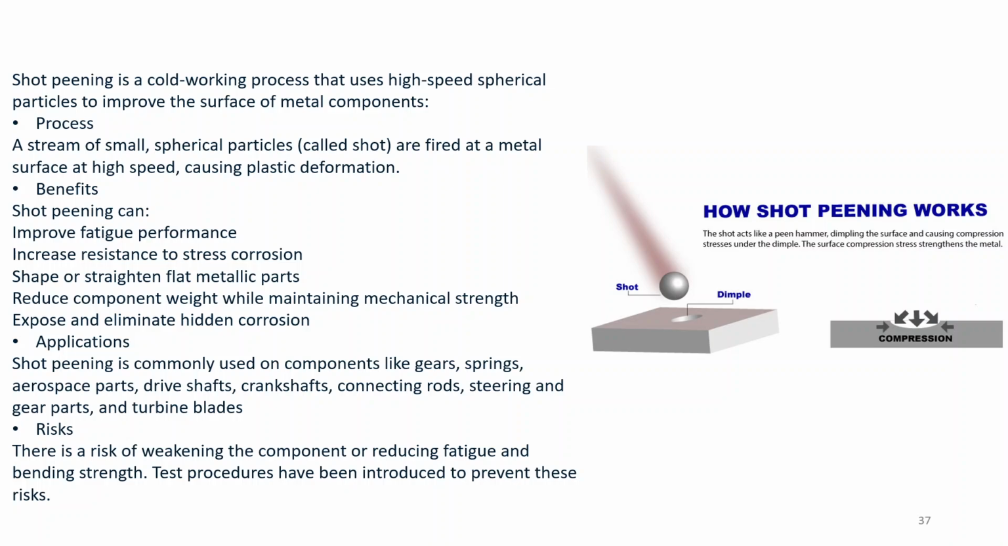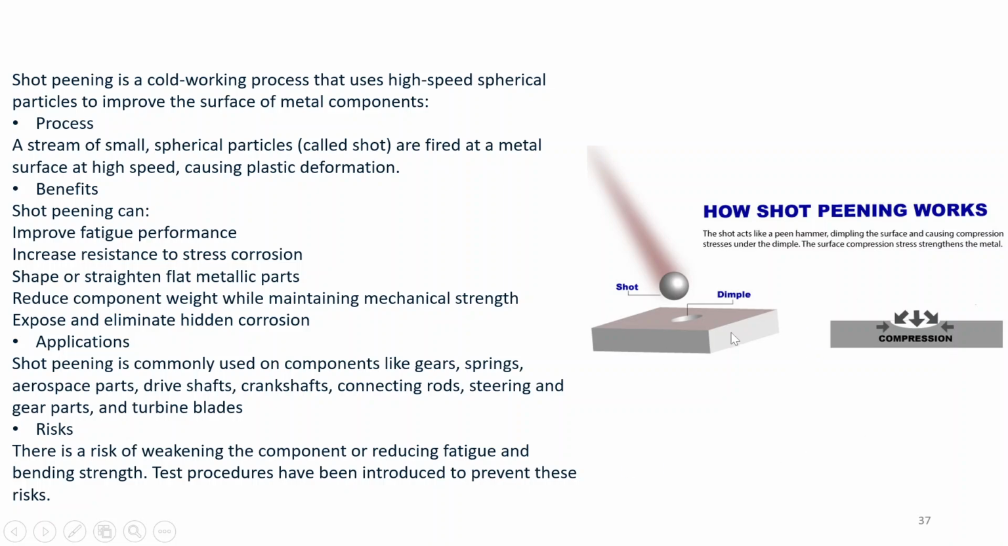Its applications: it is commonly used on components like gears, springs, aerospace parts, drive shafts, crankshafts, connecting rods, steering and gear parts, and turbine blades. Some of the risks: there is risk of weakening the component or reducing fatigue and bending strength, and test procedures have been introduced to prevent these risks.